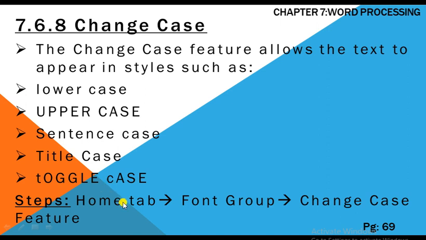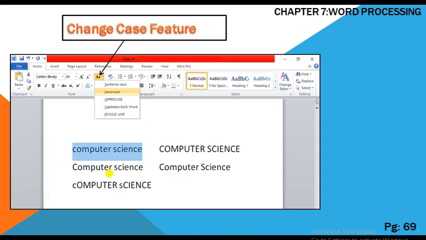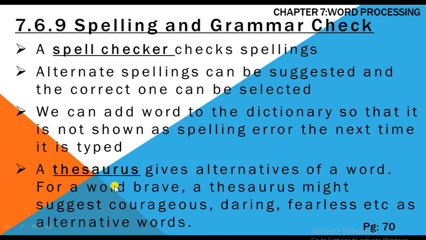In the Home tab, you go to the Font group and the Change Case feature. You see, in the Home tab, Font group, this is the Change Case feature. When you click this icon, a menu will appear. From here you can choose any option of your choice. This is lowercase, uppercase, sentence case, title case, or capitalize each word, which is the same thing as title case, and toggle case. So this is very clear to you now.